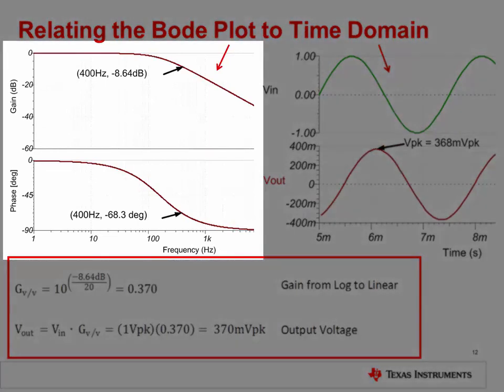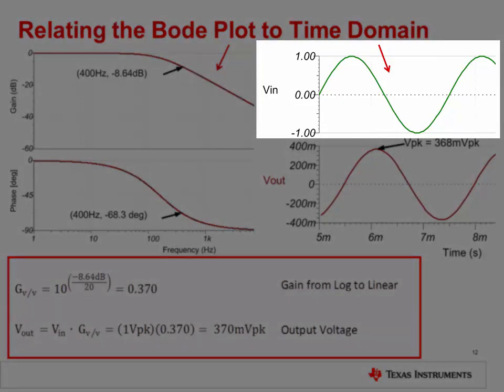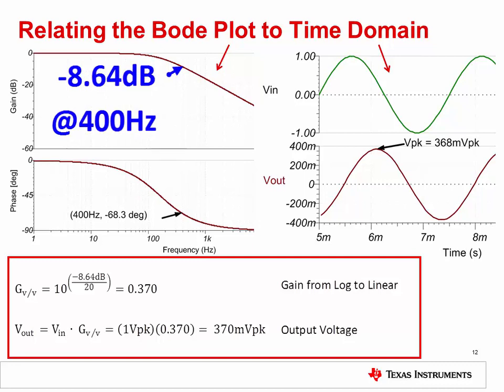The Bode plot gives information on the gain as well as the phase shift for our circuit. In this example, we're going to calculate the peak output voltage of a 1 volt peak sinusoid at 400 Hz. Given the amplitude and frequency of the input signal, we can use the Bode plot magnitude, gain in dB, to determine the output signal amplitude. First, let's find the gain at 400 Hz. In this example, the gain is minus 8.64 dB.